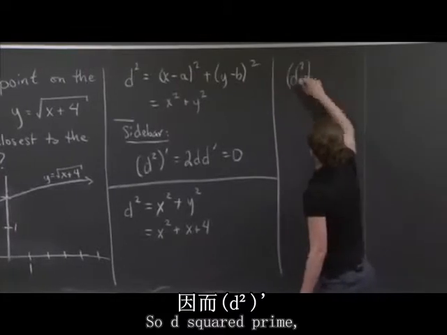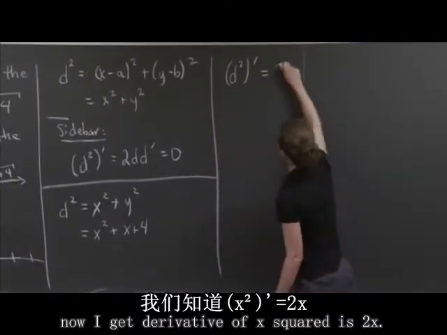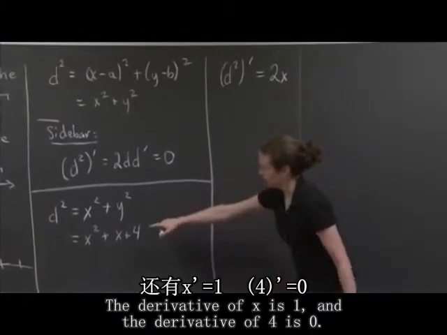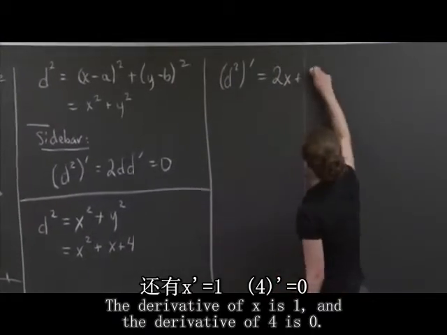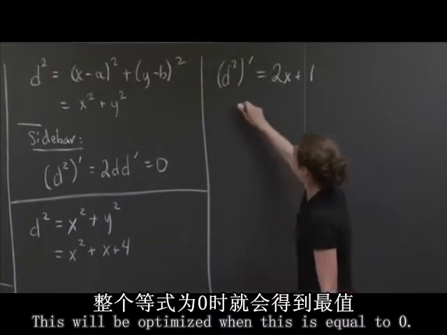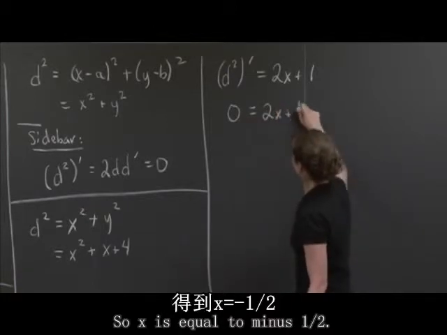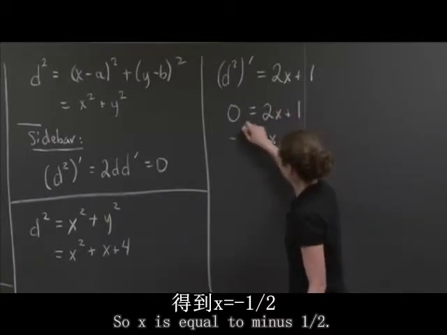So d squared prime: the derivative of x squared is 2x, the derivative of x is 1, and the derivative of 4 is 0. This will be optimized when this is equal to 0. So 0 equals 2x plus 1, and x is equal to minus 1/2.